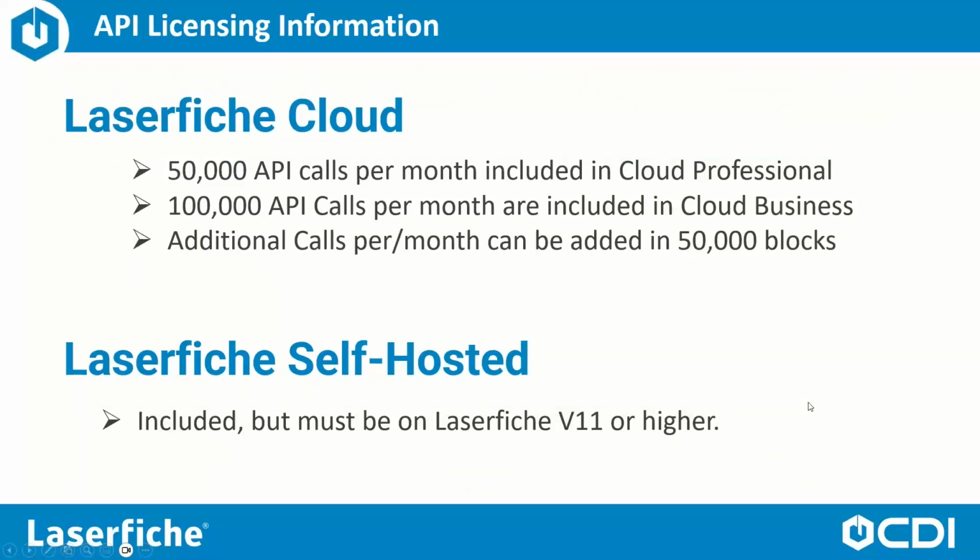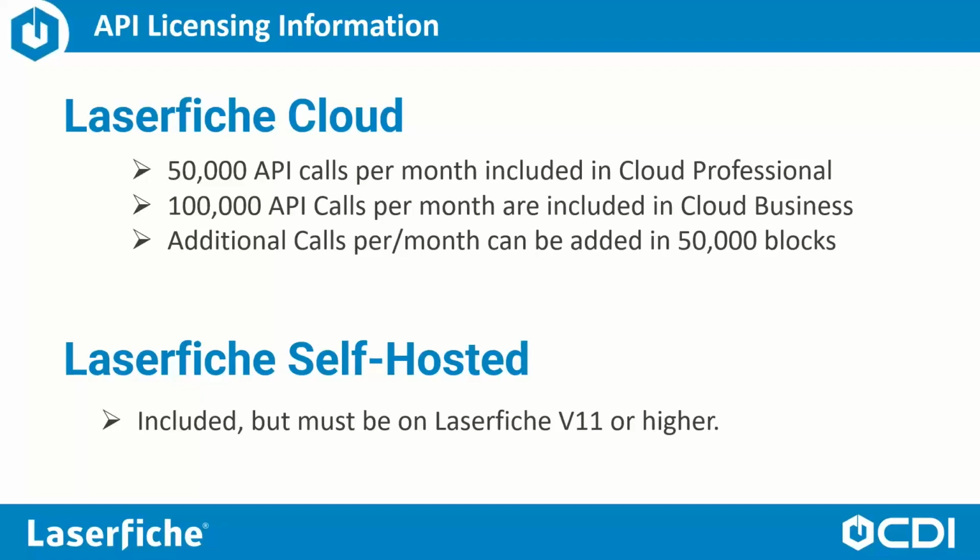So let's dig into the licensing in a little bit more detail. Laserfiche Cloud does include API calls right out of the box, so you can configure your own integrations with the API without incurring an additional cost. So for cloud, depending on what tier you're on, there are differences. Professional has 50,000 API calls and business has 100,000 API calls. And additional calls per month can be added in blocks of 50,000.